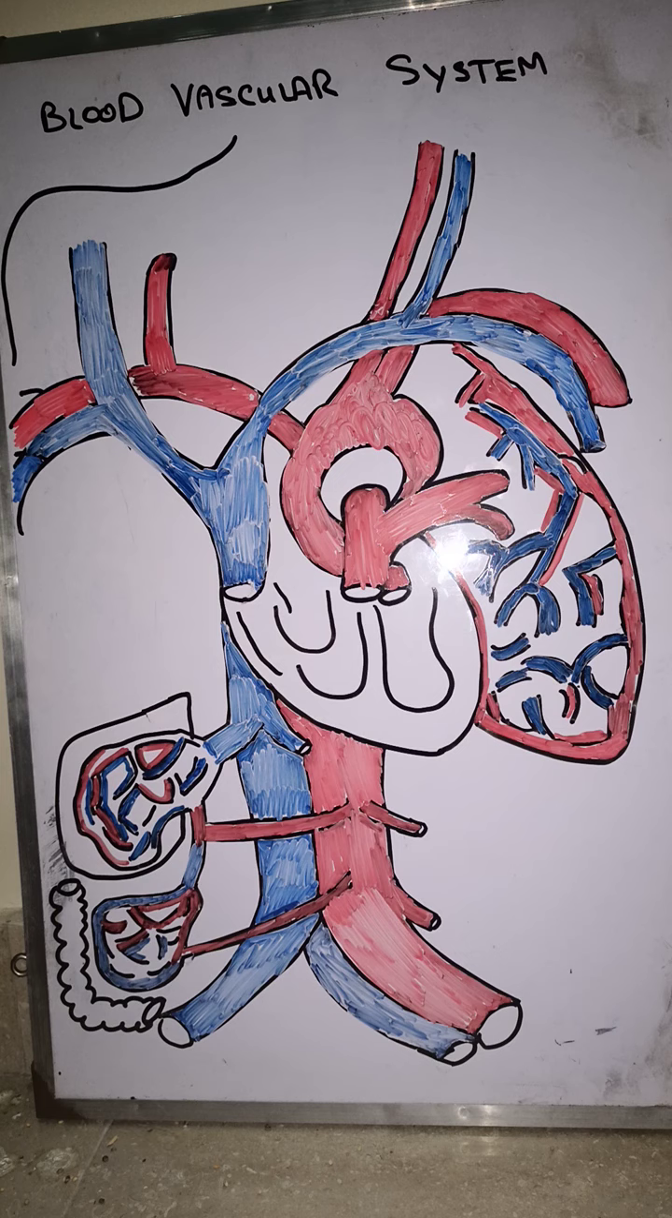So today we are going to discuss in a little bit of detail, in a short video, the blood vascular system. So basically, what is the blood vascular system? The blood vascular system comprises the blood vessels which carry the oxygenated and deoxygenated blood, and it comprises three parts, as we know very well: the arteries, the veins, and the capillaries.